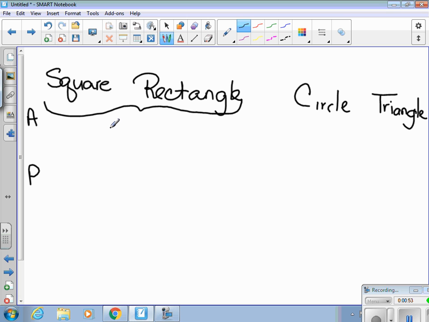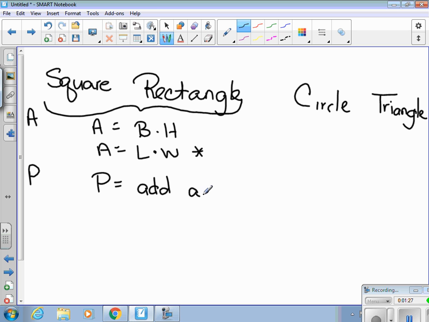Who can tell me the formula for area of a square or rectangle? Want somebody different than Griffin? Okay, you can use base times height, or typically we see it as what? Length times width. Now that's typically how we see that. But you can use the words base and height. Okay? Who can tell me how to find the perimeter of a rectangle? Not count, but add all sides.